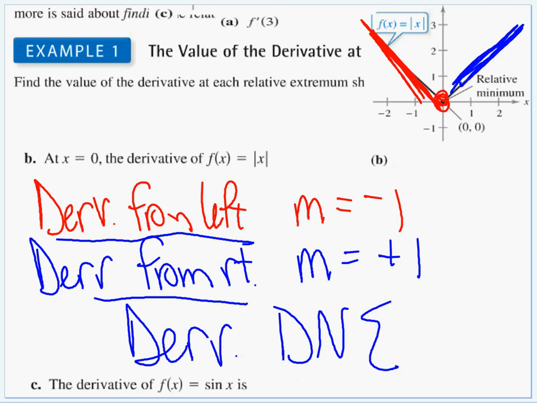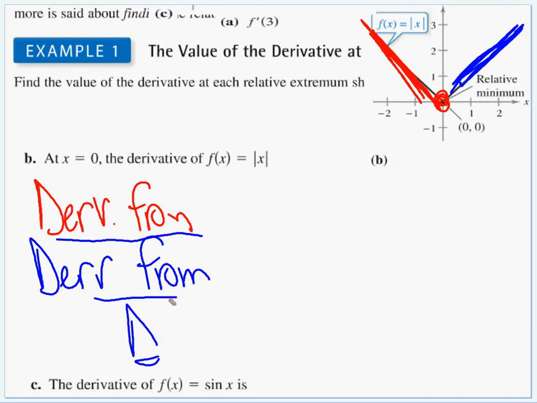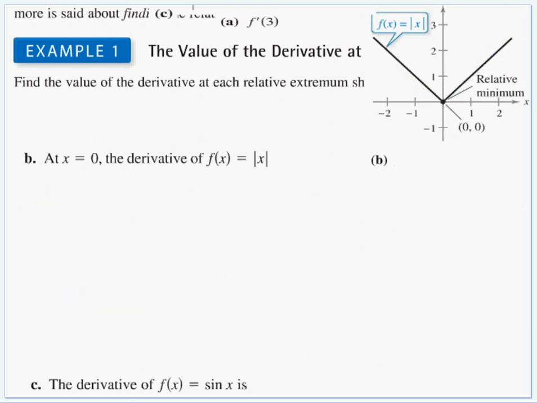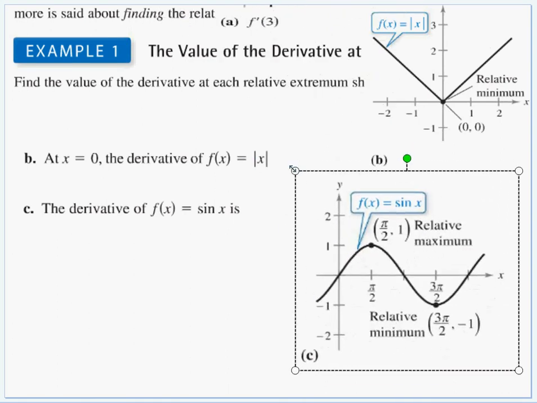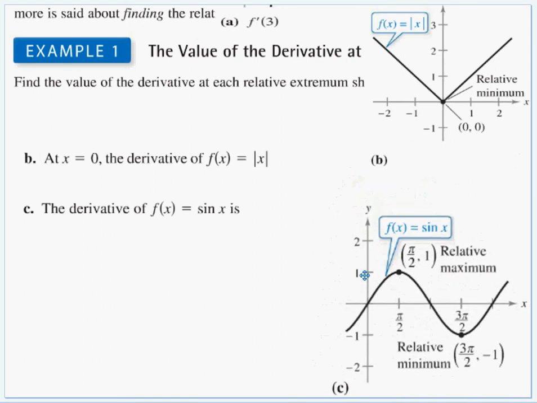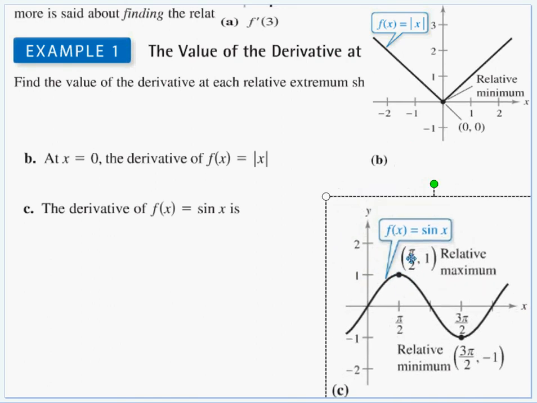Okay, let's move on to part C. Let's get down the graph here. So now again, they gave us some points that we know are mins and maxes. Here we've got a point, half pi comma 1 is a max, 3/2 pi comma -1 is a min. There's the good old sine wave back from pre-calc. And they want us to verify those or find the outputs.